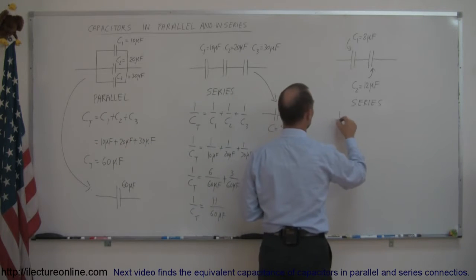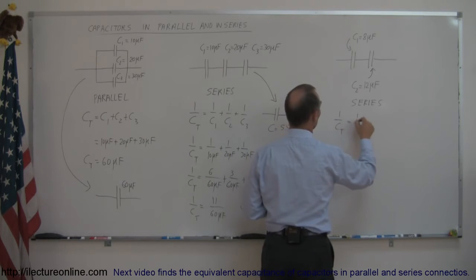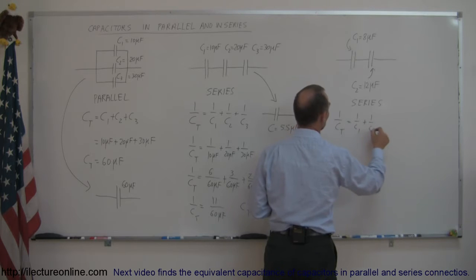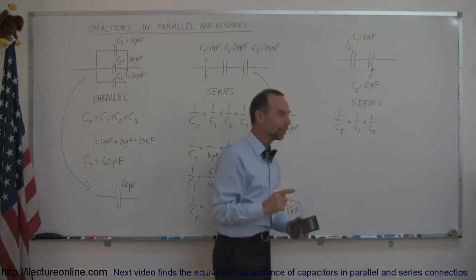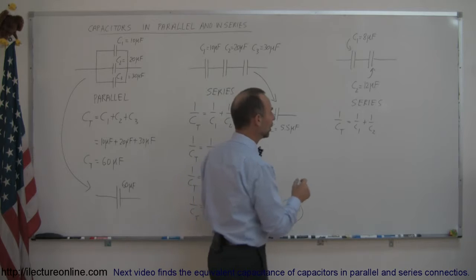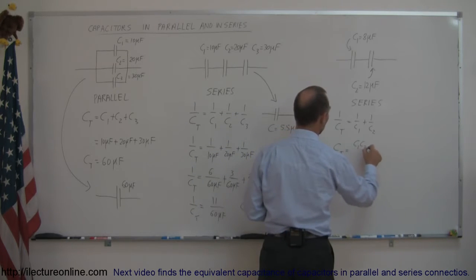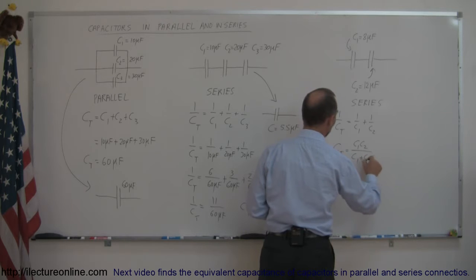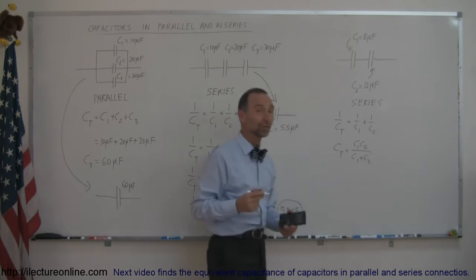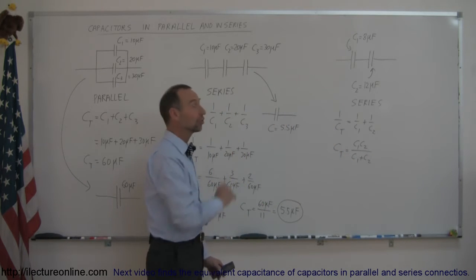You could say, well, 1 over C total is equal to 1 over C1 plus 1 over C2. But if you algebraically solve this equation for C total, you get C total is equal to the product of the two capacitors divided by the sum of the two capacitors. We call that the product over the sum equation. And that's a lot easier to work with.